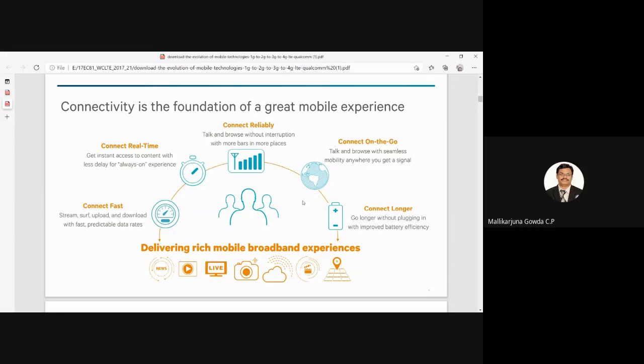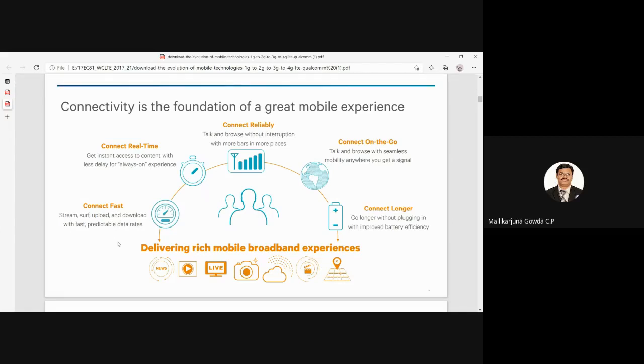The moment, as I just said, when you press on a browser, it should open very quickly, right? That is about connect fast. So streaming, surfing, uploading, as well as downloading also, right? With predictable data rates.